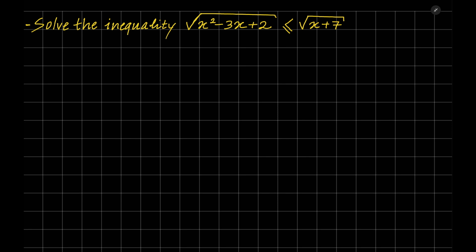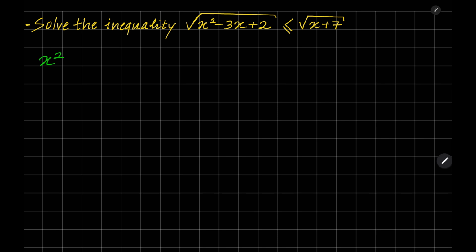It says solve the inequality square root of x squared minus 3x plus 2 is less than or equal to square root of x plus 7. Okay, how can we solve it? As you can see, this inequality is equivalent to the following system.